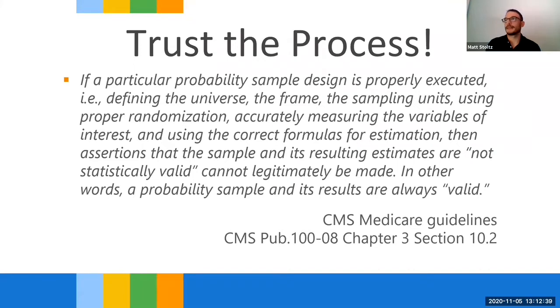Trust that process. As you can see here, CMS makes note of it. If a particular probability sample design is properly executed, defining the universe, frame, the units, proper randomization, accurately measuring the variables of interest, and using the correct formulas for estimation, then assertions that the sample and its resulting estimates are not statistically valid cannot be legitimately made. In other words, a probability sample and its results are always valid. Follow the process and you will come out with a valid sample every time.